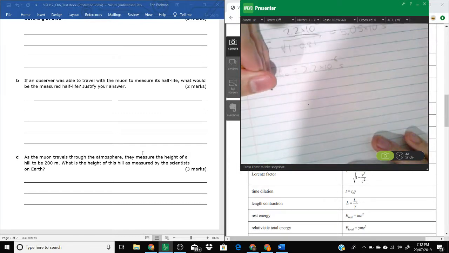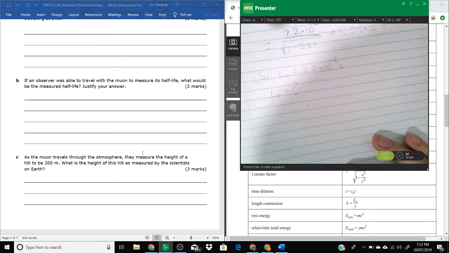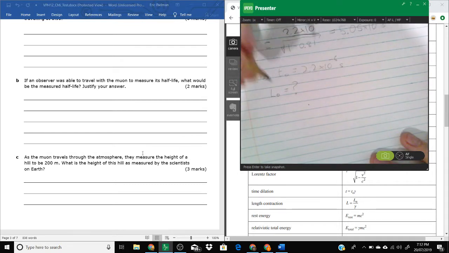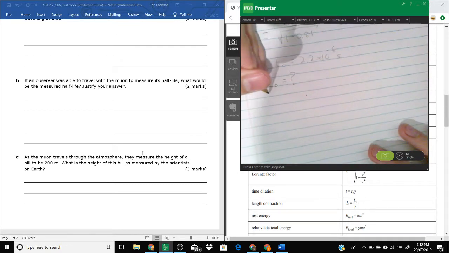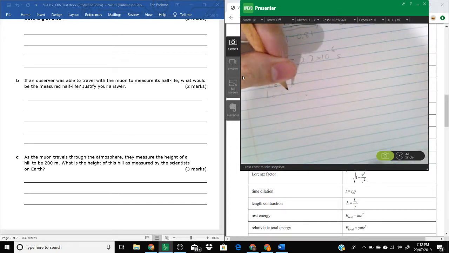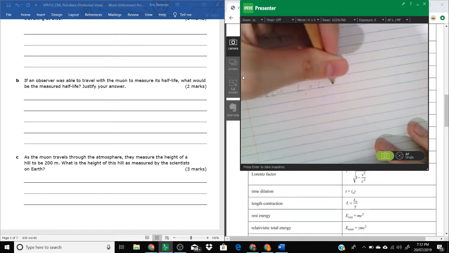So the scientists on the Earth would be the ones that are measuring the proper length. So that's actually the unknown variable here. So the muon measures, if the muon was able to measure, the height being 200 meters. So we're actually solving for the other case. Let's just go with the formula. L equals L naught over the Lorentz factor.